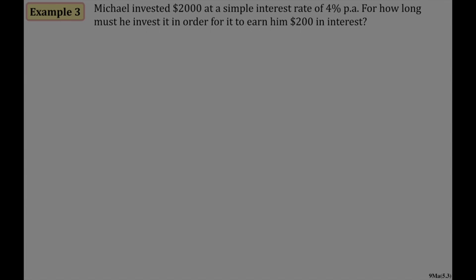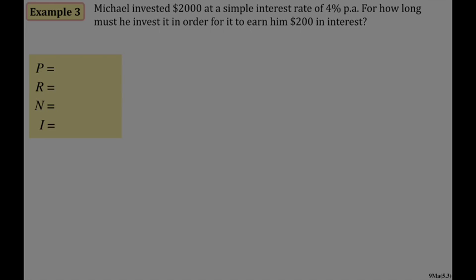Righto, let's try example 3. Michael invested $2,000 at a simple interest rate of 4%. For how long must he invest it in order for it to earn him $200 interest? So he wants to have $200 interest that he's earned. He starts with $2,000. The interest rate is 4%.